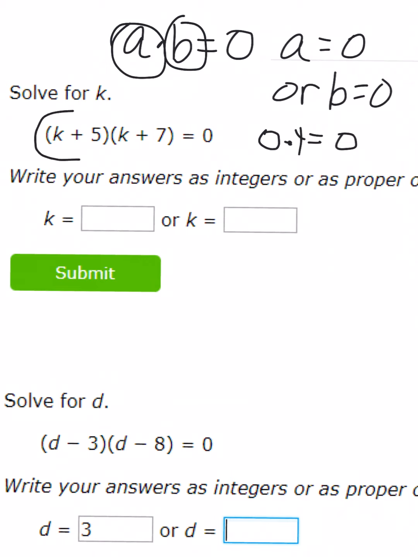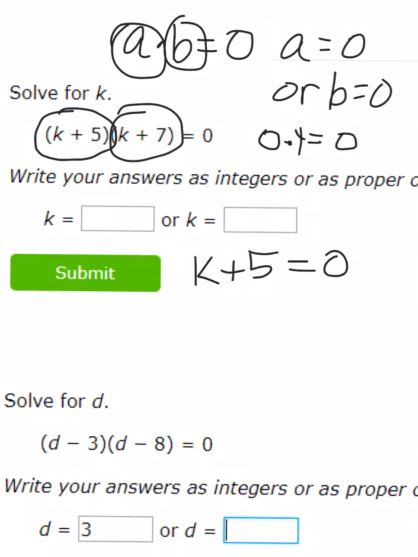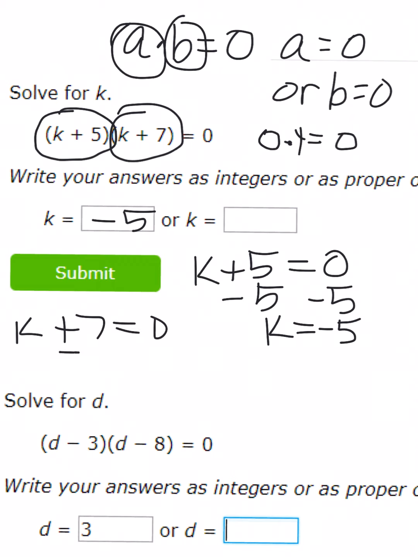So same here. Instead of A and B, we have k plus 5 and k plus 7. We set them both equal to 0 because either of them could equal 0. And so if I do k plus 5 equals 0 and then I solve, I get k equal to -5. So that would be my first answer. And then my second one, k plus 7 is equal to 0. Subtract the 7, k equals -7. And those are my answers. You plug it in, you get the right answer.